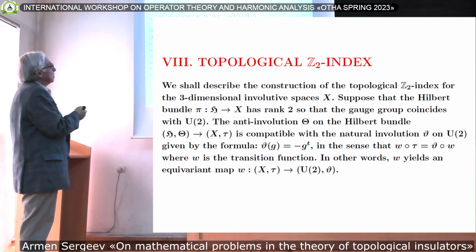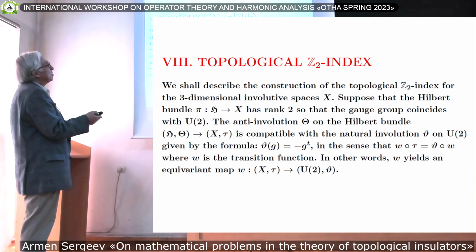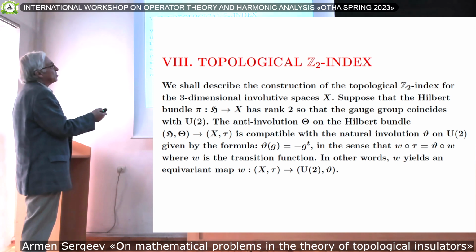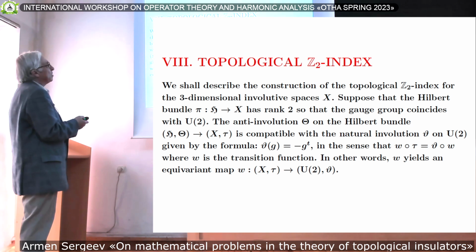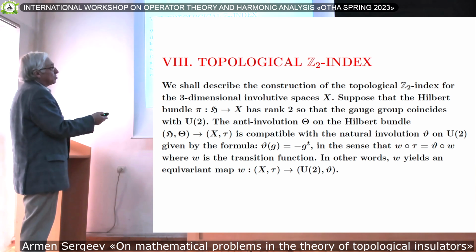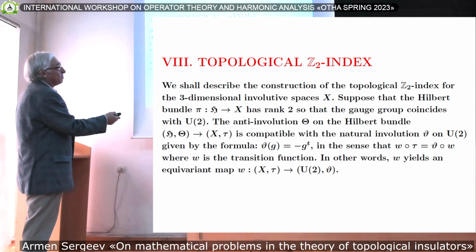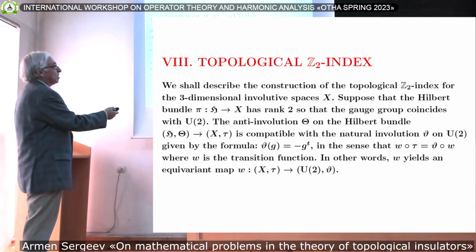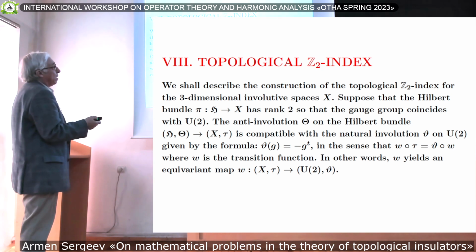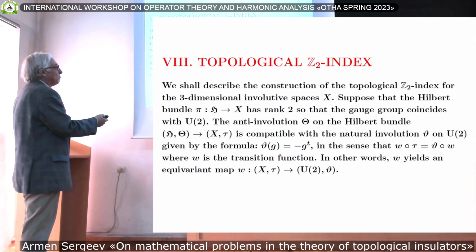Now, the topological Z2 index. We shall describe the construction of the topological Z2 index for three-dimensional involutive spaces X. Suppose again that the bundle has rank 2, so the gauge group coincides with the unitary group U2. The anti-involution on the Hilbert bundle is compatible with the natural involution theta on U2. This is the natural involution of the unitary group. In other words, this W yields an equivariant map from our involutive space to this group U2 provided with this involution.